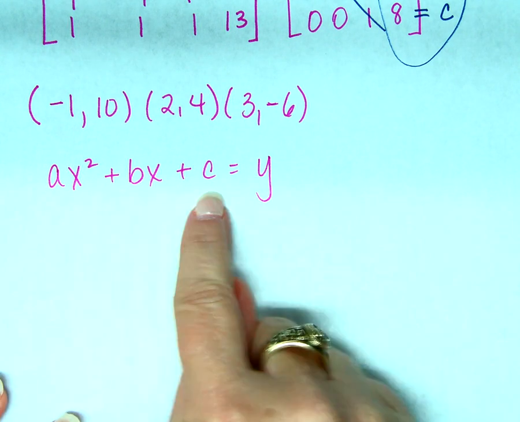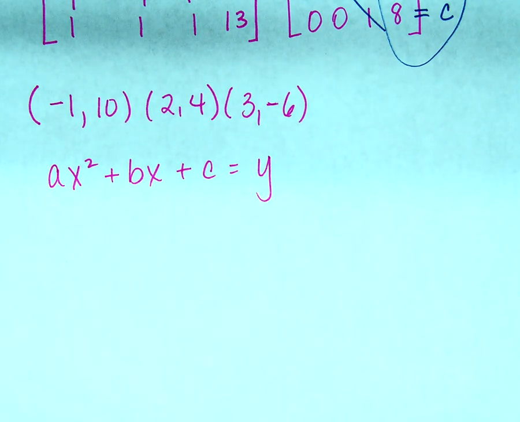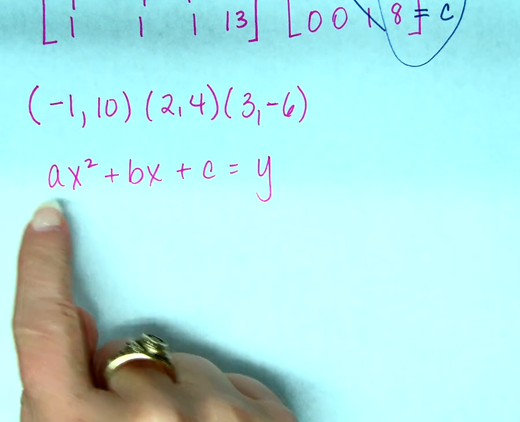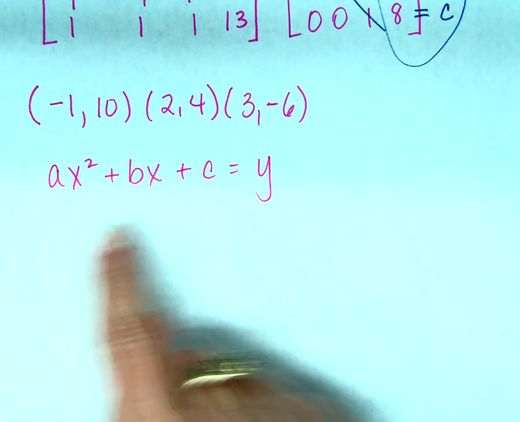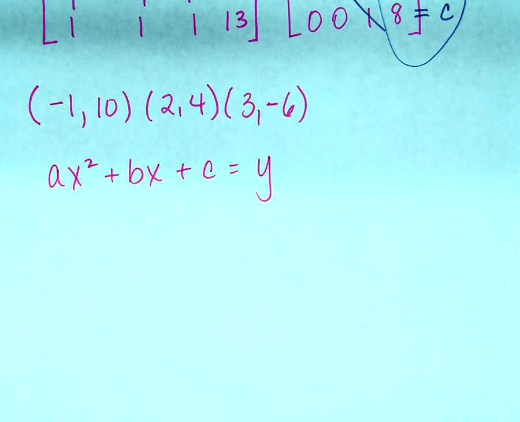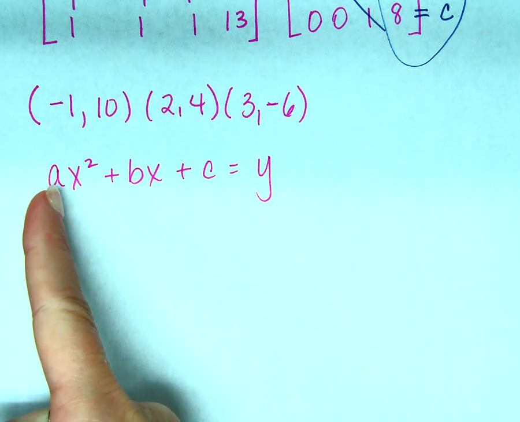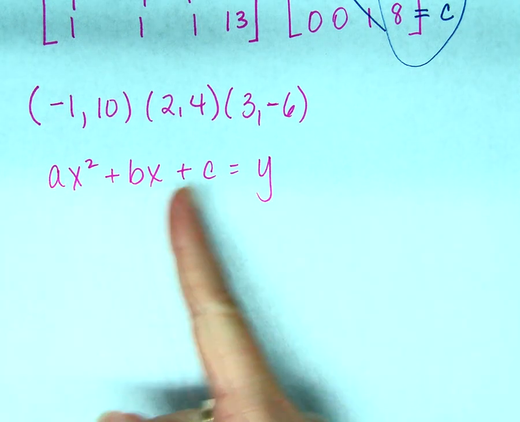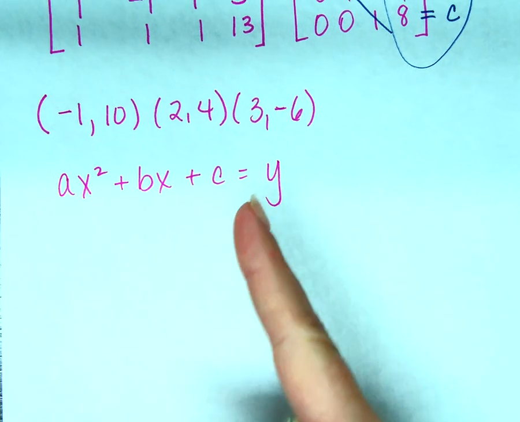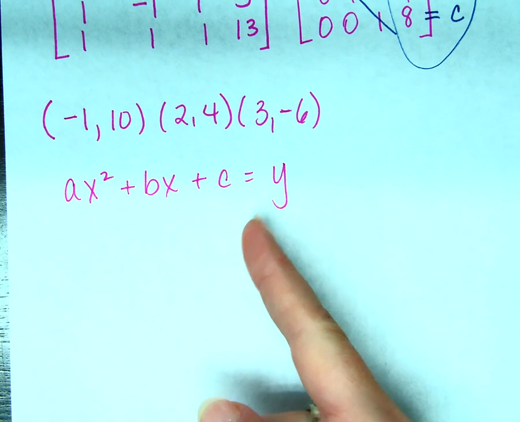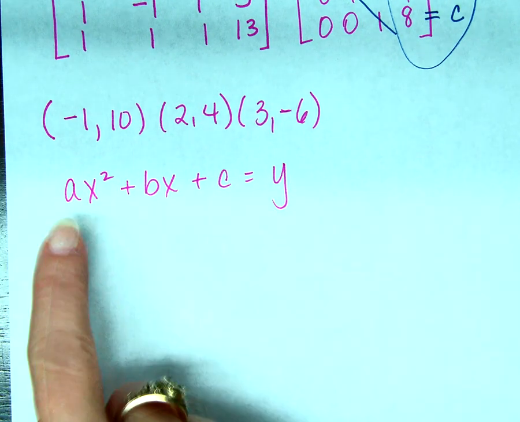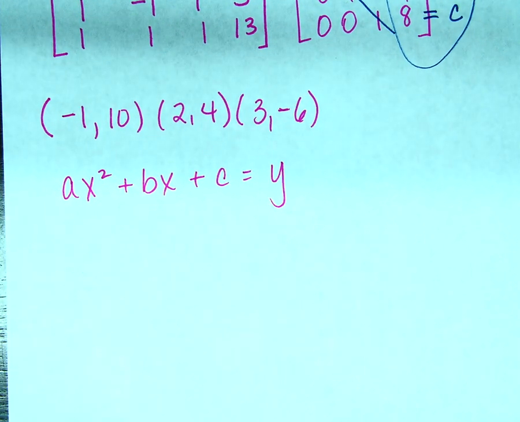Why do I have to have it in this order? Remember before I said normally we write it y equals, but I need it this way? Why does it have to be in this order? I've got my a term, my b term, my c term. It has to equal my constant, remember? Remember when we did this before? It's got to be in this order, okay?